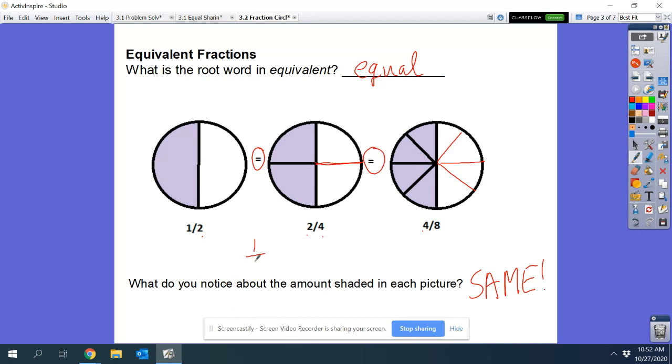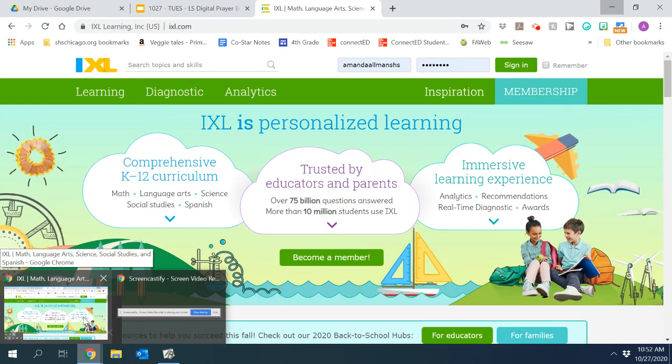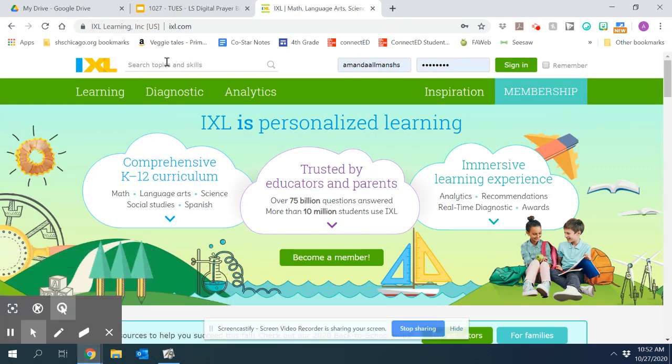So you know that 1/2 is equal to 2/4 is equal to 4/8, and we're proving it with this visual model. So that's what you're going to practice today, finding equivalent fractions using a visual model, and you're going to do that practice on IXL. So you will go in a Chrome browser to IXL.com.